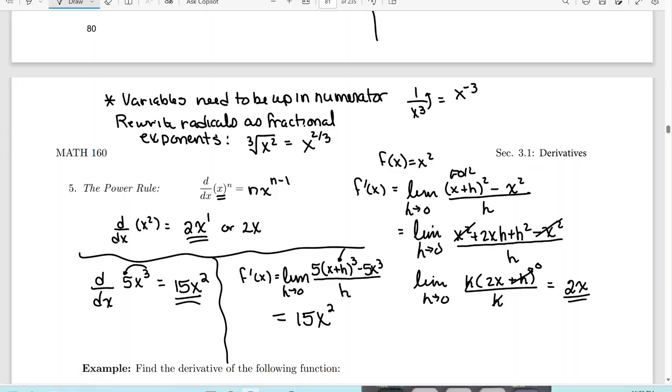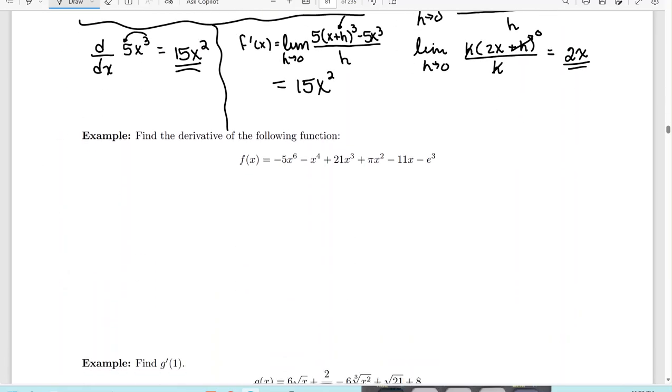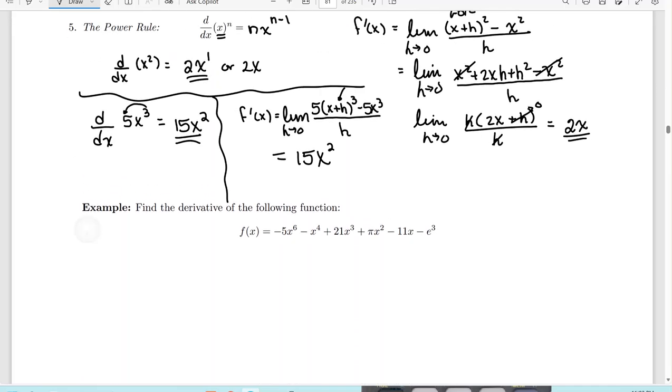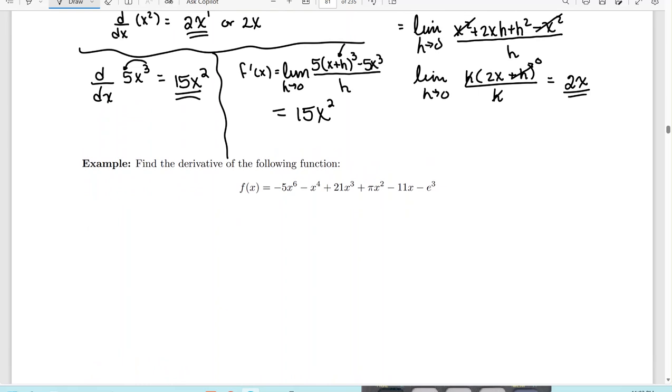All right, so a couple of things to keep in mind when I do this next example. Find the derivative of the following function. Again, this would be a hot mess if I had to do the limit definition. Everywhere there's an x, I'd be putting in an x plus h. I'd have to FOIL and multiply everything out. It would be very, very ugly. But if I use my power rule, not so bad. Notice all my variables are up in the numerator, and I don't have any radicals in the problem. So I'm going to go ahead and do calculus. Go ahead and do the power rule.